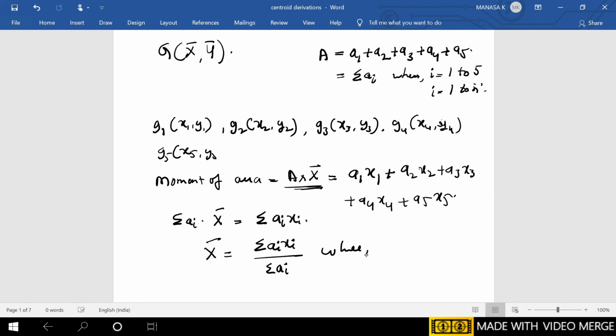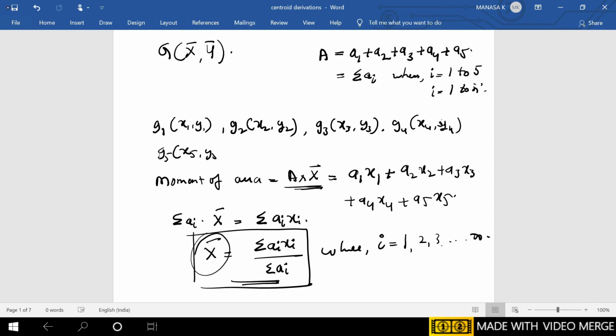Where i is referred from 1 to n number, or you can say infinity, n number of elemental strips can be used. So this is how you find x bar. This is a general equation you have to remember to find out the derivation for any geometrical shapes.